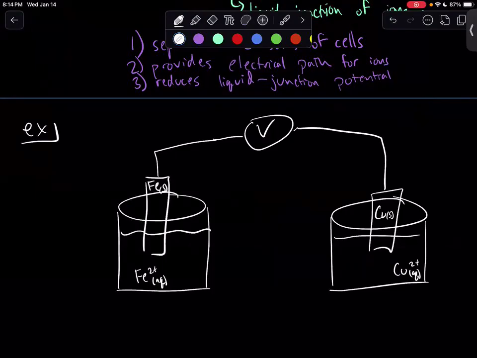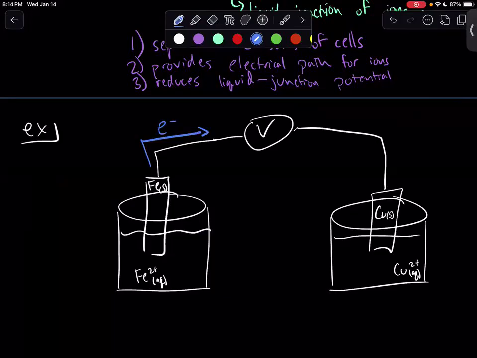Now, when I look at iron and copper, from what I learned about ease of oxidation and ease of reduction, I can tell that iron is going to have an easier time oxidizing than copper. It is more reactive. So I can tell that the electrons will leave iron, having a stronger metallic character, a higher ease of oxidation. It's a better reducing agent. Electrons travel through the voltmeter, registering a charge, and into the copper.